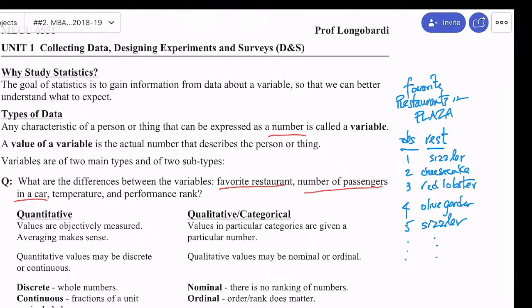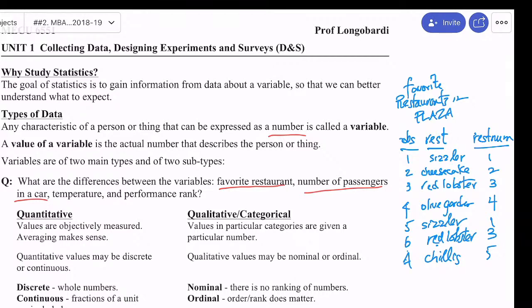And then what I do is I need to code restaurant, and I'll call this restaurant num. So Sizzler will get the number 1 just because that showed up first. Cheesecake will get 2, Red Lobster 3, Olive Garden 4, but then Sizzler will get 1. Say the 6th person said Red Lobster. So that would be a 3. All right, so we use these numbers. Oh, Chili's, I can't forget Chili's. That would be 5. All right, so that's how I get a number out of the values.